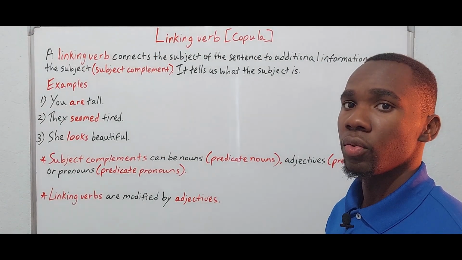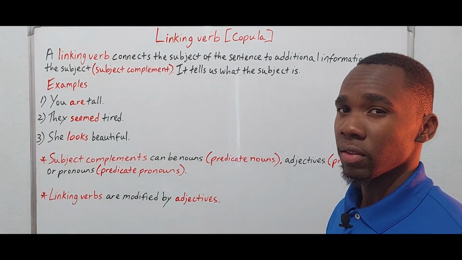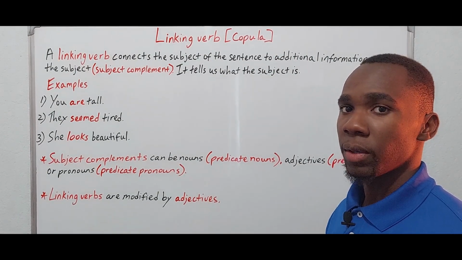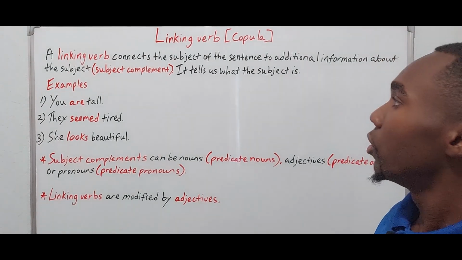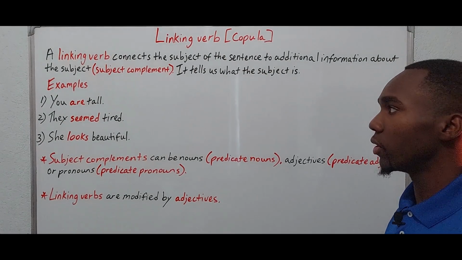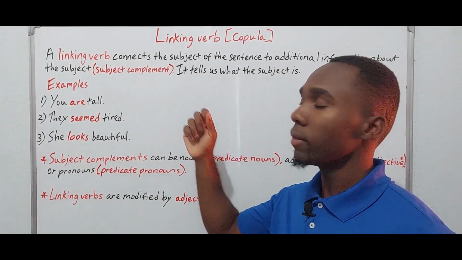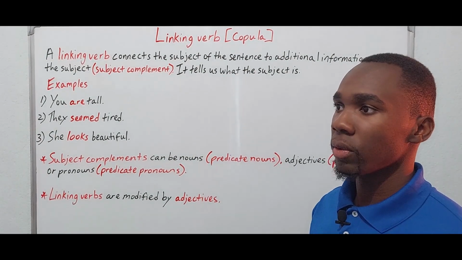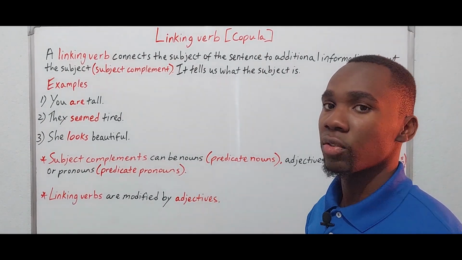So we move on to linking verbs, and unlike action verbs, linking verbs will have a different function. Whereas action verbs describe and express an action, linking verbs do something completely different, okay? So a linking verb connects the subject of the sentence to additional information about the subject. And this additional information we would call a subject complement, right? It tells us what the subject is. So like an action verb that tells us what the subject does, a linking verb is going to tell us what the subject is.